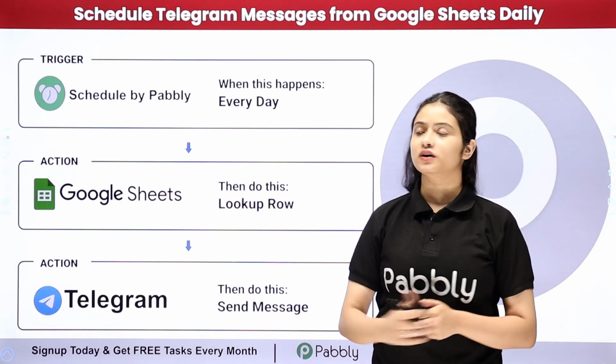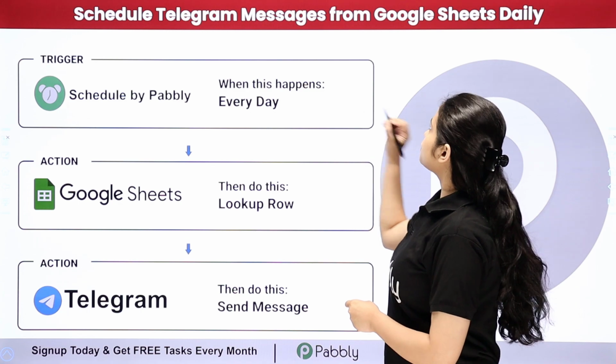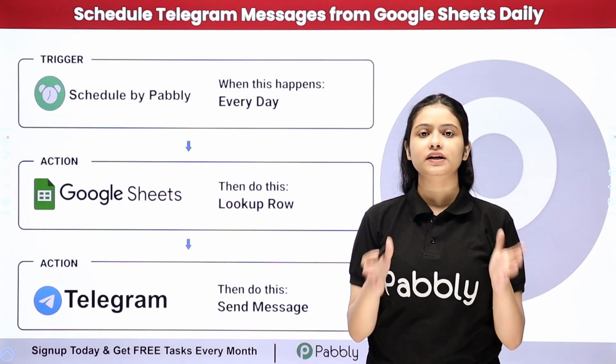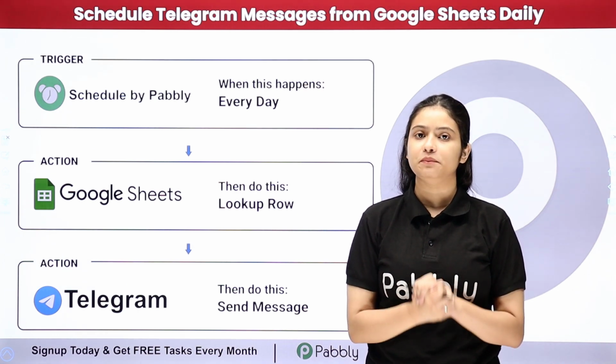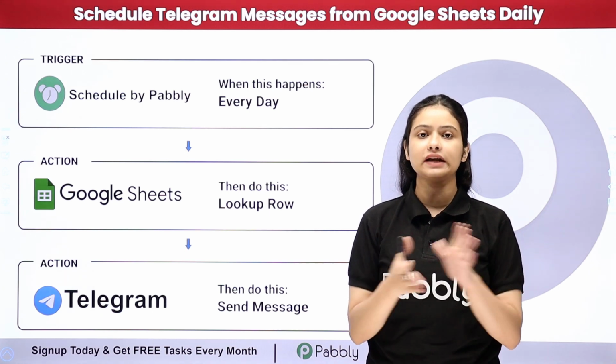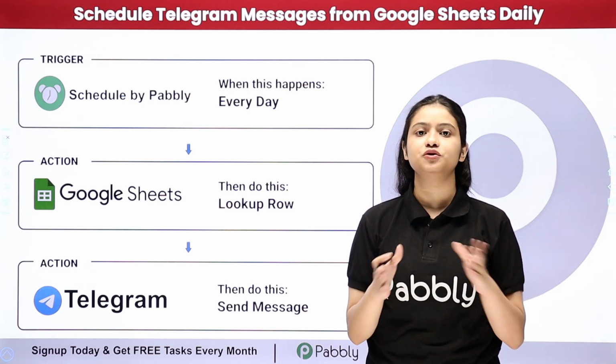In this video, we are going to learn how to schedule Telegram messages from Google Sheets on a daily basis. So here I am managing a Google Sheet which contains daily productivity tips for my team members. On a daily basis at sharp 9 a.m., I want to send a message on my Telegram group for my team members regarding the productivity tips.